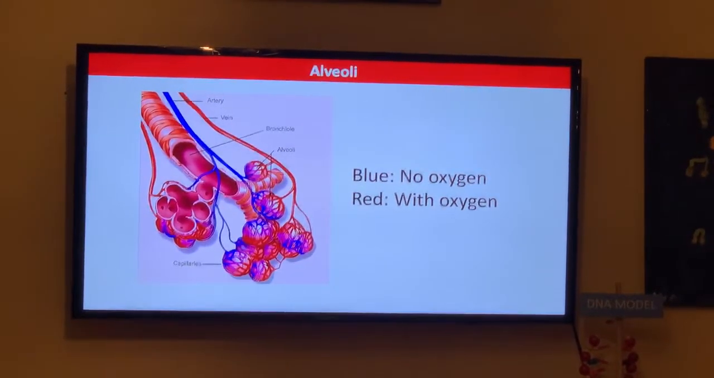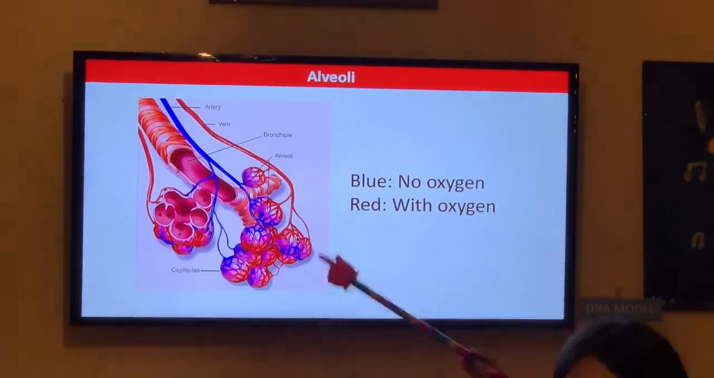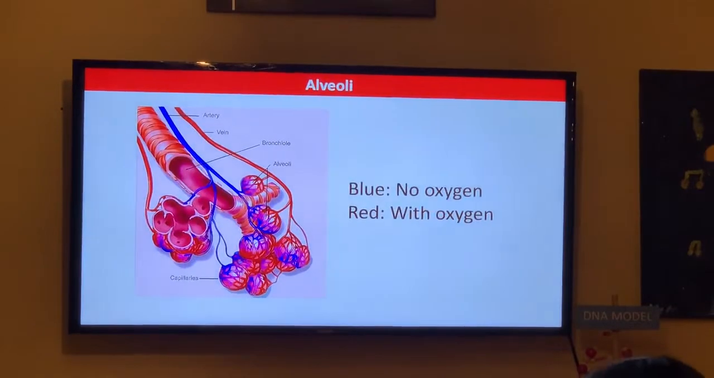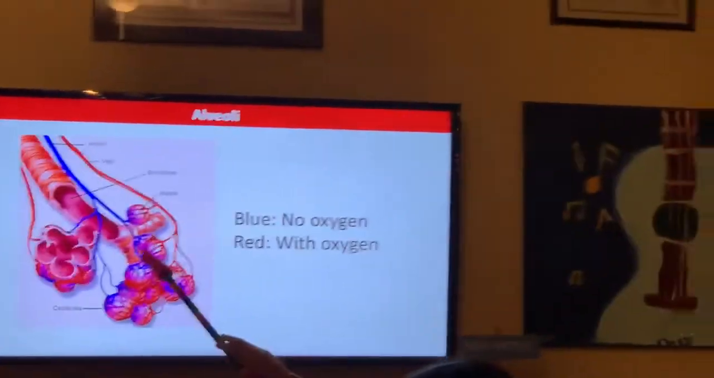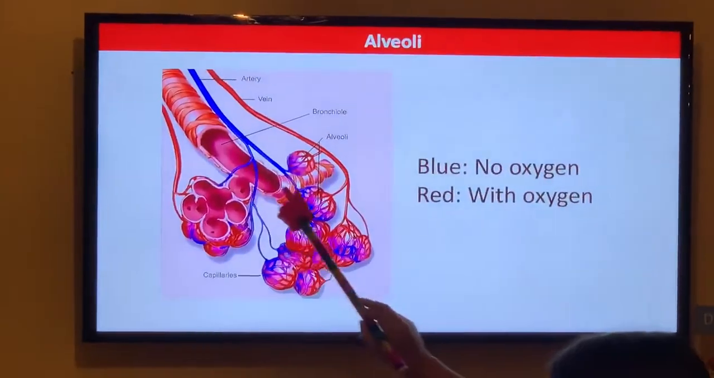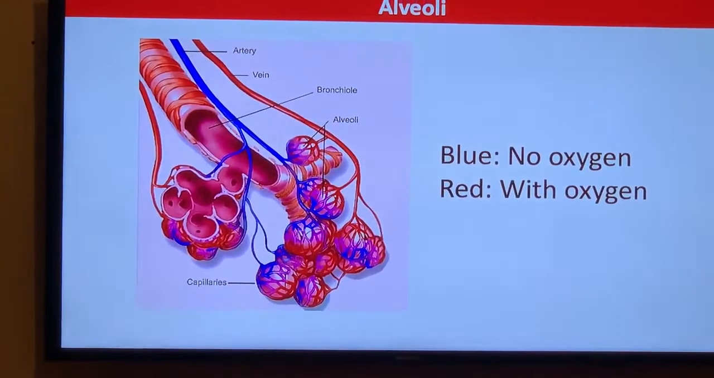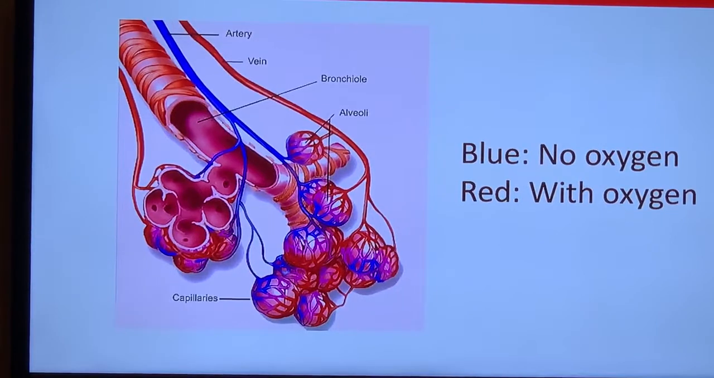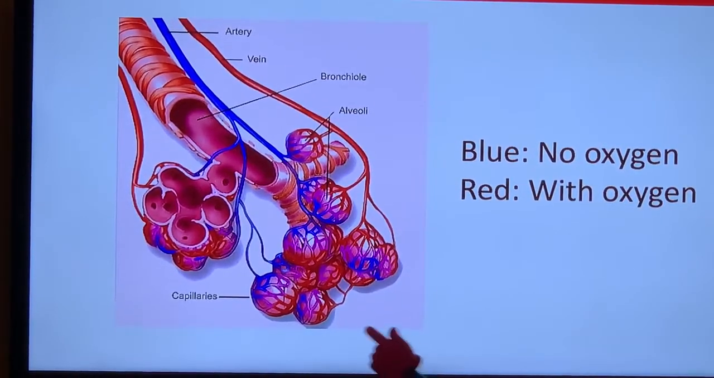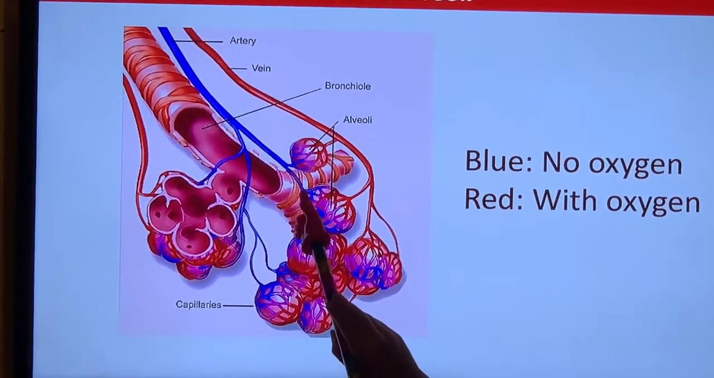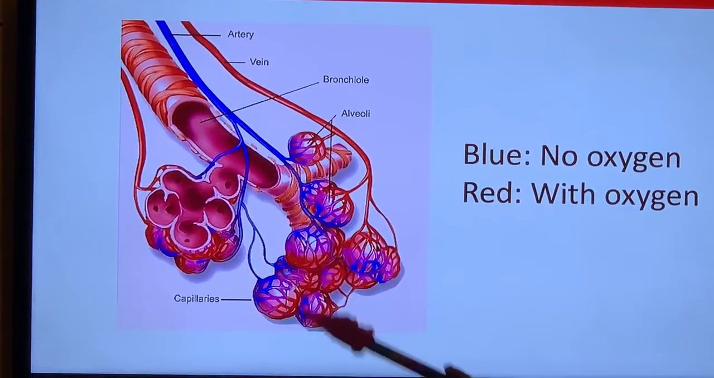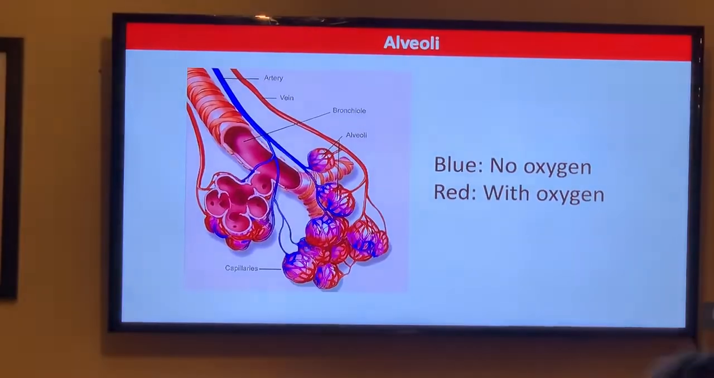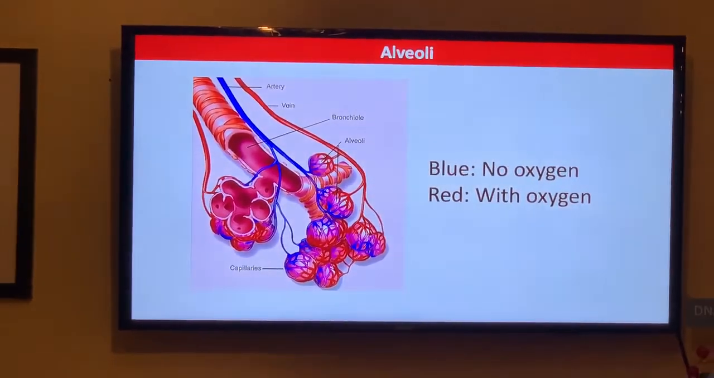So, these are your alveoli. They're sort of like balloons because they hold air inside them. These are your bronchioles, which transport the air into your alveoli. So what happens is that it gives the air to the blood vessels that have no oxygen, and it gives them oxygen so that they can transport it to other cells that may be in need of oxygen.